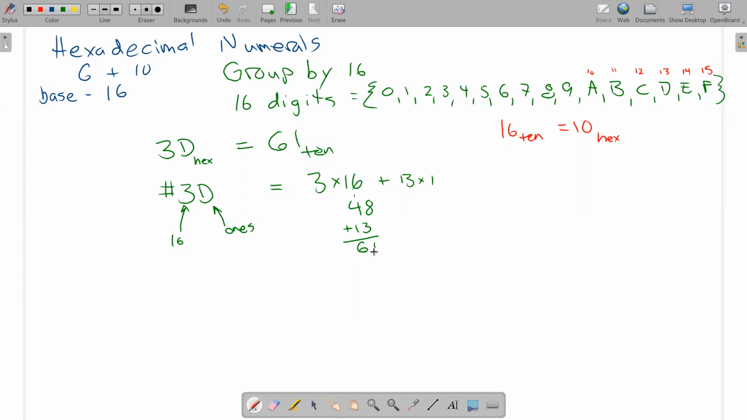Hexadecimal is weird because we're used to 10 digits and we need 6 more. And we typically choose letters A through F. Some people will write them capitalized. I tend to write them capital. Other people write them lowercase, doesn't matter. D is 13, E is 14, F is 15.